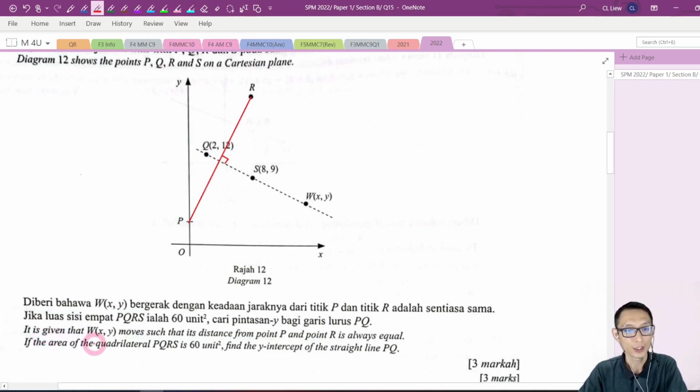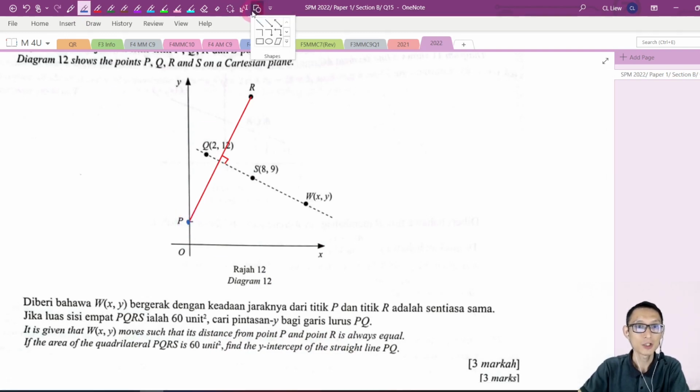If the area of the quadrilateral PQRS is 60 square units, find the y-intercept of the straight line PQ. This means that we want to find the y-intercept over here, this one. Now let me draw the quadrilateral for you. So it's over here.